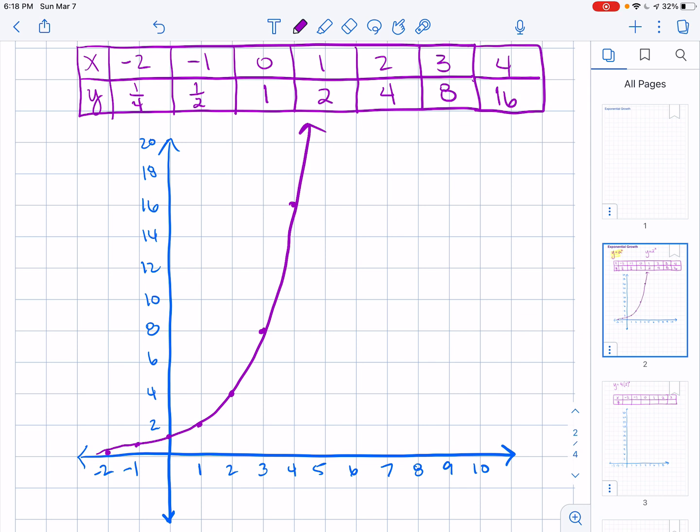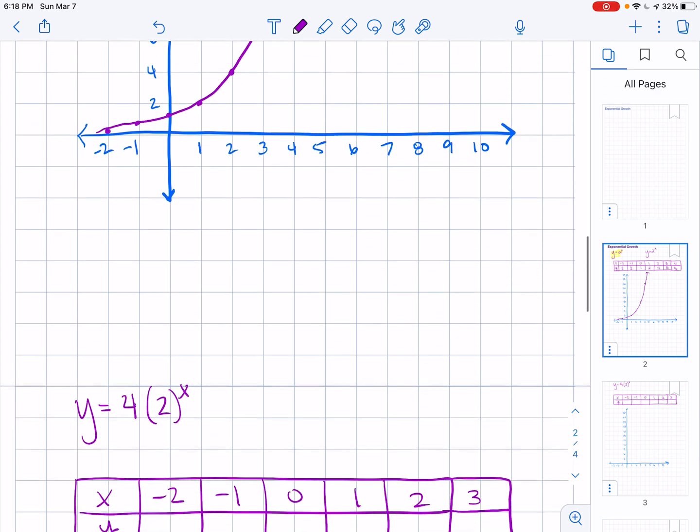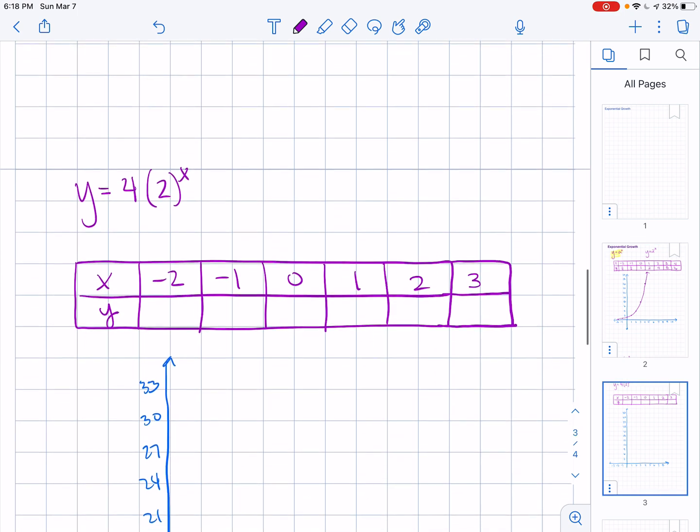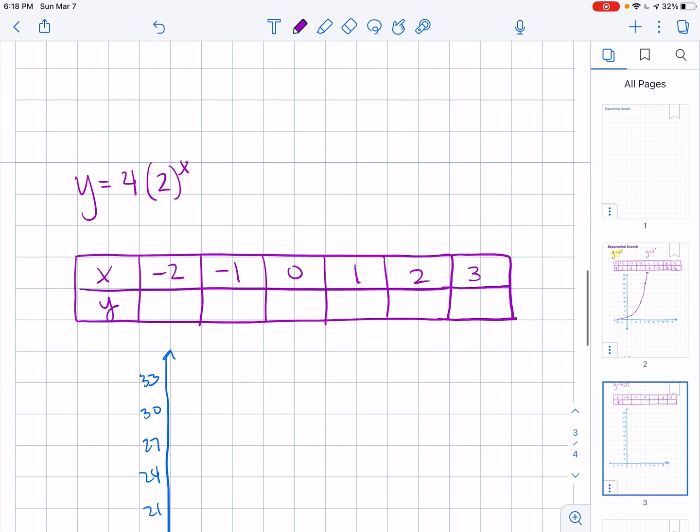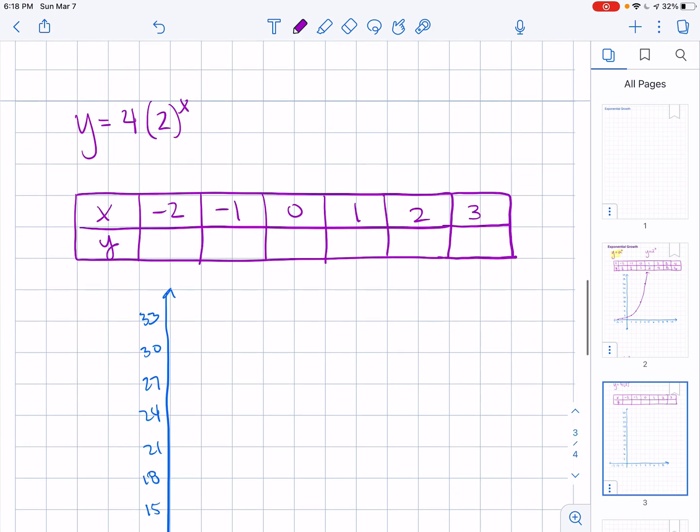All right, so let's take a look at another example. We'll see kind of how this exponential graph works with a little bit different function. So if I scroll down here, now my function says, well, I've got 4 times 2 to the power of x. Okay, so order of operations tells us that we have to take our exponent first and then multiply by 4. So we've already done 2 to the power of x.